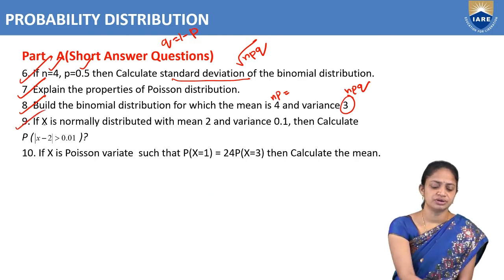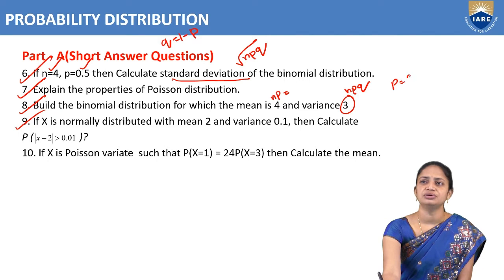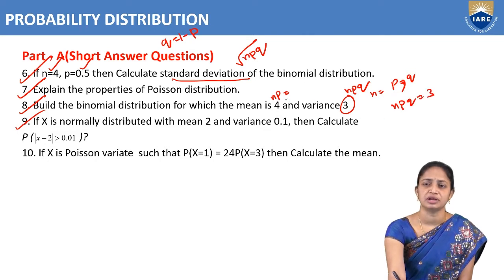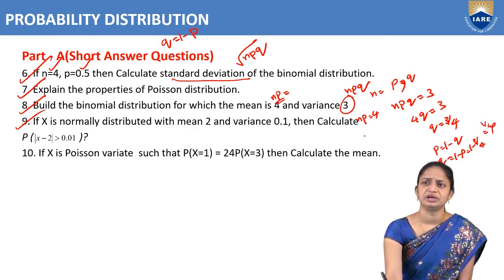So next, if X is normally distributed, from that we can calculate the P value, Q value and N value. Because NP equal to 4 and NPQ equal to 3, from that we can find the Q value, that is Q equal to 3 by 4. If I substitute P equal to 1 minus Q, that is 1 minus 3 by 4, that is 1 by 4. If I substitute the P value here, 1 by 4 times N equal to 4, so N equal to 16.